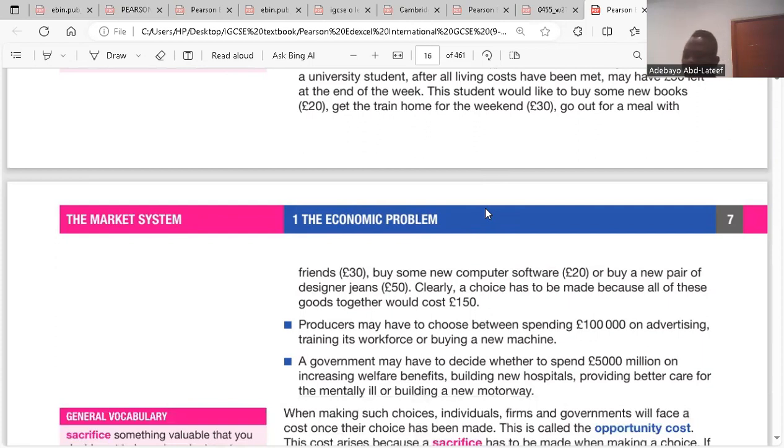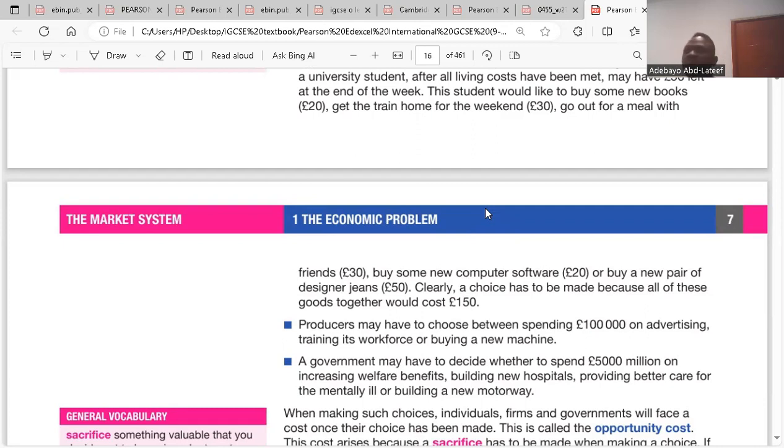Due to scarce resources, different economic agents have to decide on what to use their resources for. So we have individuals, which are economic agents, we have government, which is an economic agent, and we have producers or firms, which are economic agents.